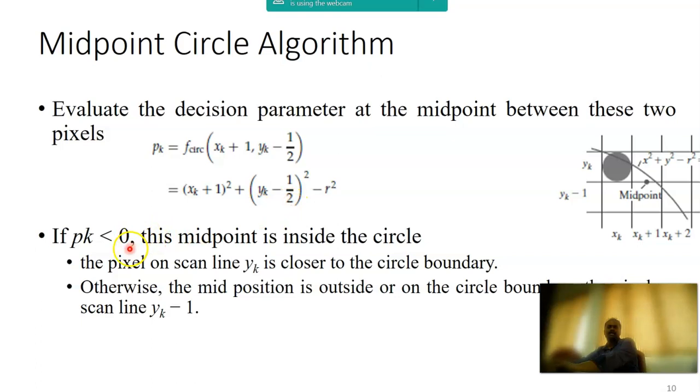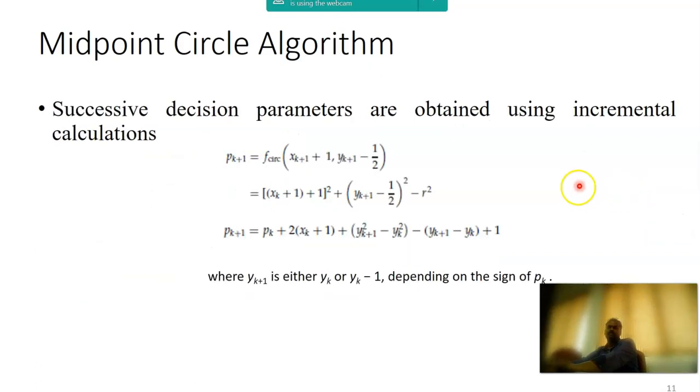If pk is less than 0, this midpoint is inside the circle, and the pixel on the scan line yk is closer to the circle boundary. Otherwise, the midpoint position is outside or on the circle boundary, and the pixel on the scan line yk minus 1 is chosen; we have to reduce it. So if it is less than 0, we keep the same position yk. If it is greater than 0, we decrease to yk minus 1.